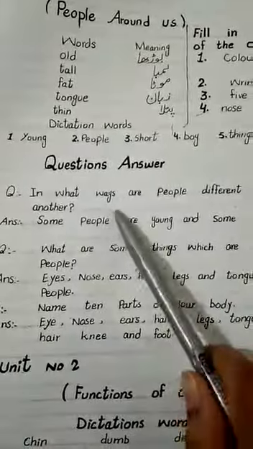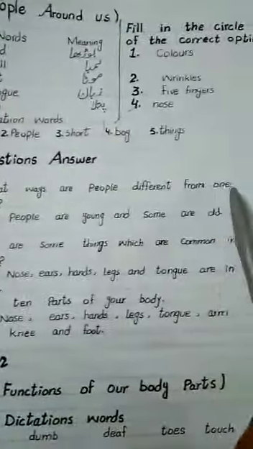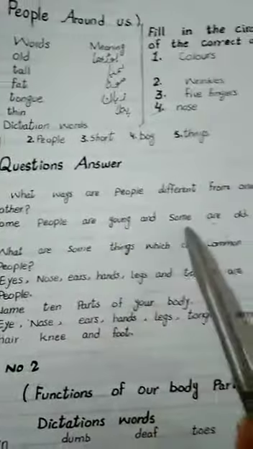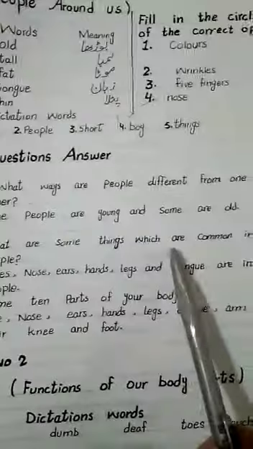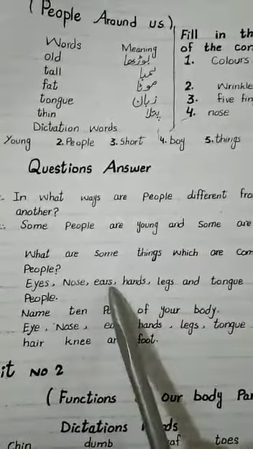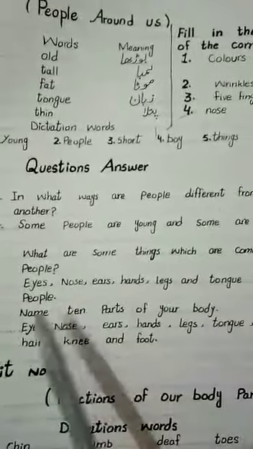These are the answer questions. Question number 1. In what ways are people different from one another? Answer: some people are young and some are old. Next question. What are some things which are common in people? Answer: eyes, nose, ears, hands, legs, and tongue are common in people.